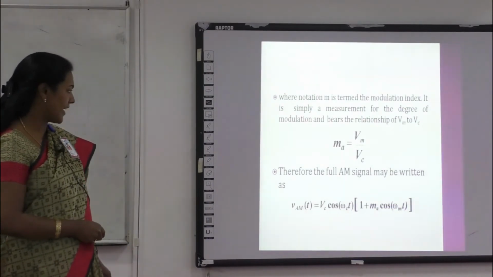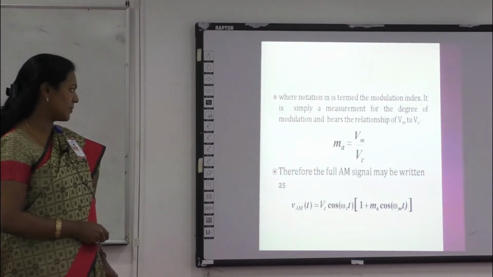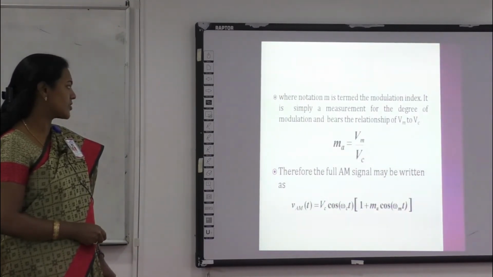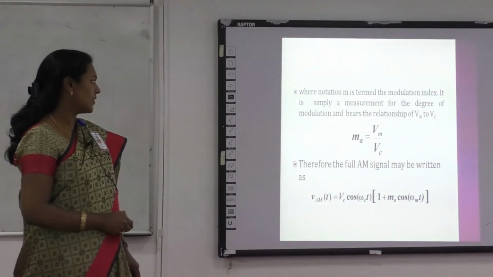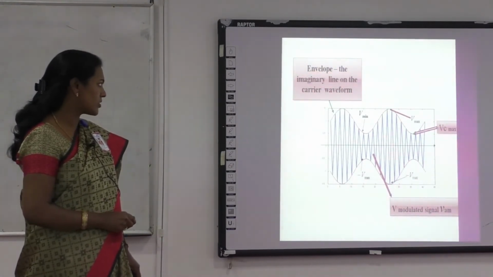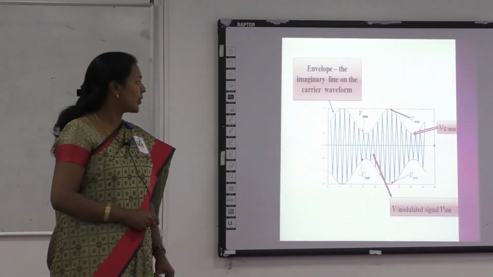So here, VAM of t is equal to Vc cos omega ct. This is nothing but the voltage of the carrier term, plus the two components of the upper and lower sidebands, which will also come into the picture. They are omega c plus omega m t, and omega c minus omega m t. So you can say that in the AM wave there are three components: one is the carrier, another is the upper sideband, and the third is the lower sideband.